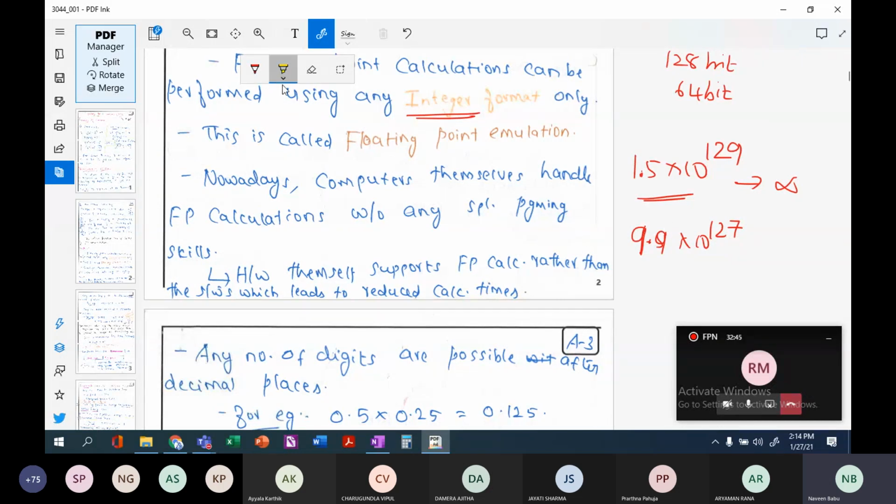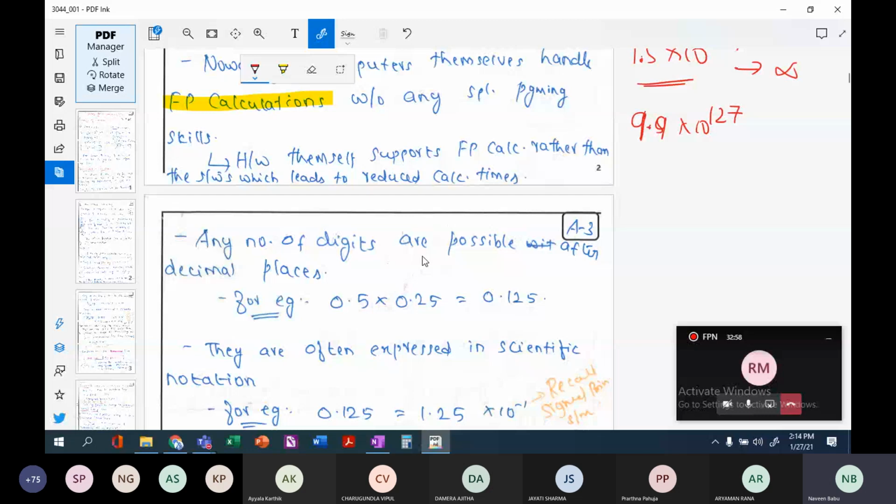But nowadays, computers can easily do floating point calculations without any special programming techniques. Hardware themselves have been modified to take care of those shortcomings. So hardware themselves support floating point calculations nowadays rather than the software. What is the difference here?